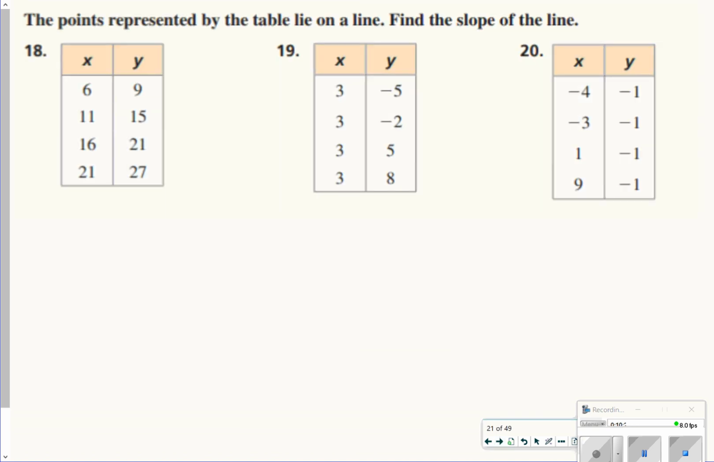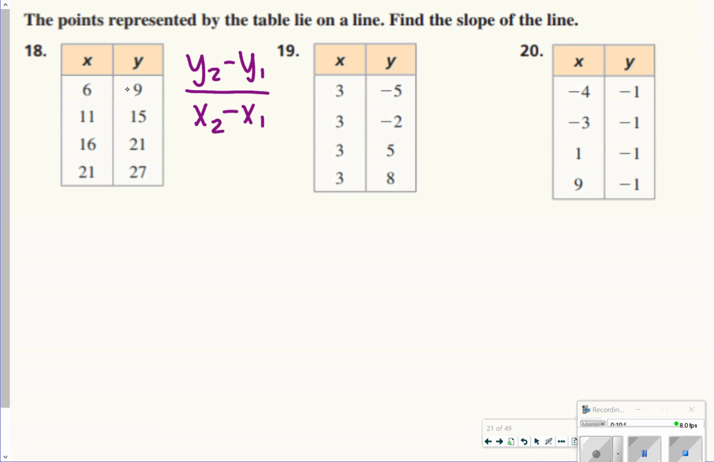For numbers 18 through 20, you're trying to find the slope of the line because the points in the table do represent a line. So just remember, we're using y2 minus y1 over x2 minus x1, or basically the change in y over the change in x, or rise over run. You do need to have this memorized, so make sure that you're ready to use that for your test.